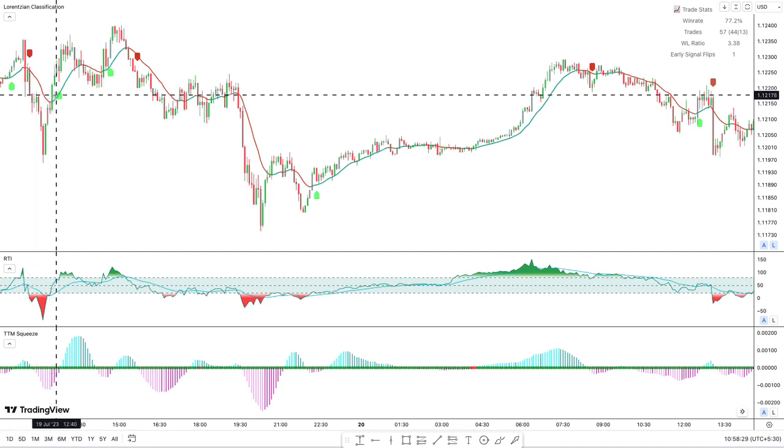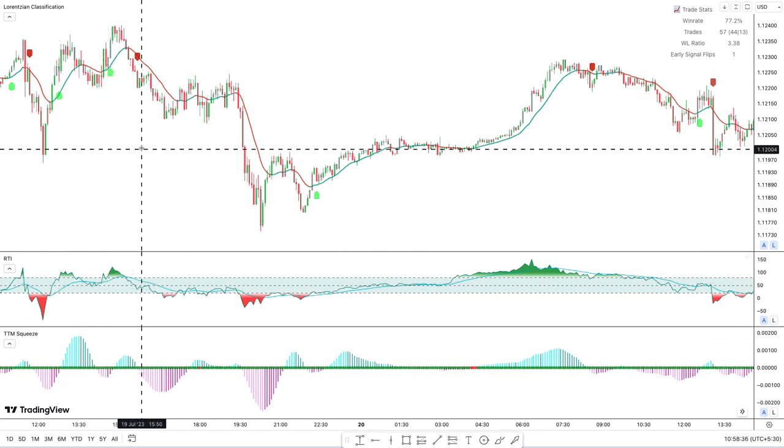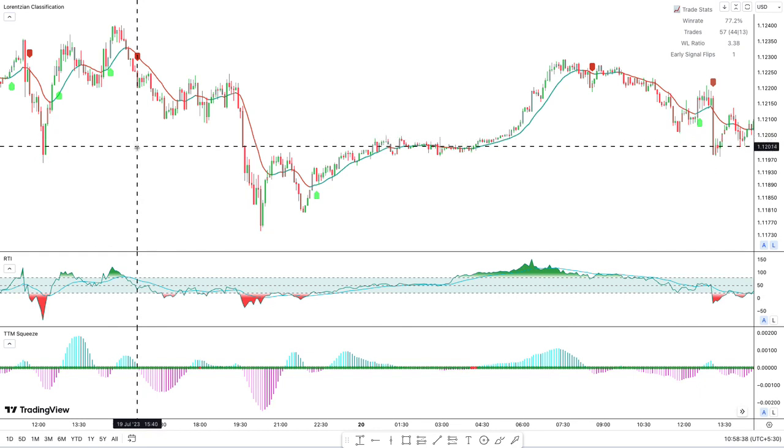Moving on the next signal here, we got a buy signal and RTI is above 80 but not confirmed by TTM Squeeze. So we don't enter any long position here at this point. Also same condition, so not confirmed. Next we got a sell signal but not confirmed by RTI and TTM Squeeze. So we don't enter any short position here at this point.